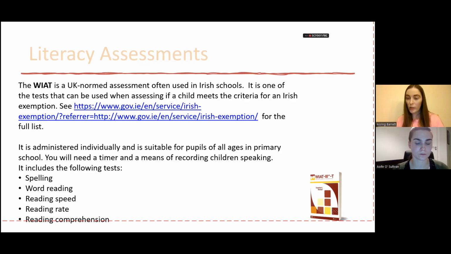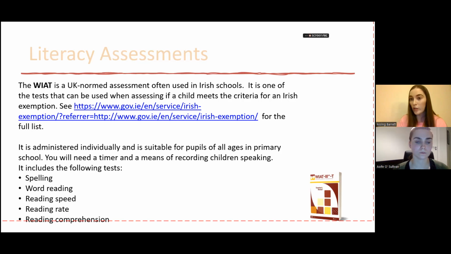Now, as you can see, the picture on the screen is the Wyatt 3T, and that T stands for teacher, which means that it's the teacher assessment, and the educational psychologist will be administering a more in-depth version. But generally, educational psychologists prefer if the Wyatt isn't administered within 6 months of a child visiting them for an assessment. So if you know a child is going to be attending an educational psychologist within 6 months, I'd be looking at something like the ARC instead of the Wyatt.